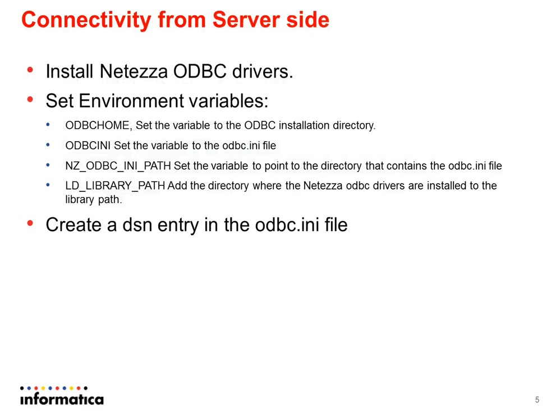And then we will go over the steps that we need to do for establishing connectivity from the server side. Again, the prerequisite here is that you have the Netezza ODBC drivers installed on the PowerCenter server machine as well. Once the drivers are installed, we set the following environment variables: ODBCHOME, ODBCINI, NZODBCINI path, LD_LIBRARY_PATH. And once we are done with the environment variables, we create a sample DSN in the odbc.ini file, providing all the Netezza database connectivity details.